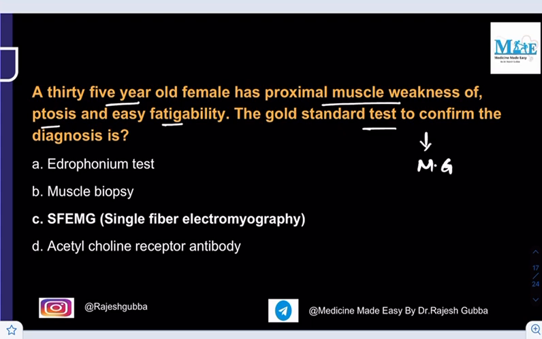And in myasthenia gravis, there are multiple investigations, but what is the investigation of choice? The investigation of choice will be single fiber electromyography. Among all the investigations, single fiber electromyography has a sensitivity of nearly 99%. And among the other investigations, yes, we also do the edrophonium test, and we also do acetylcholine receptor antibody testing as well.